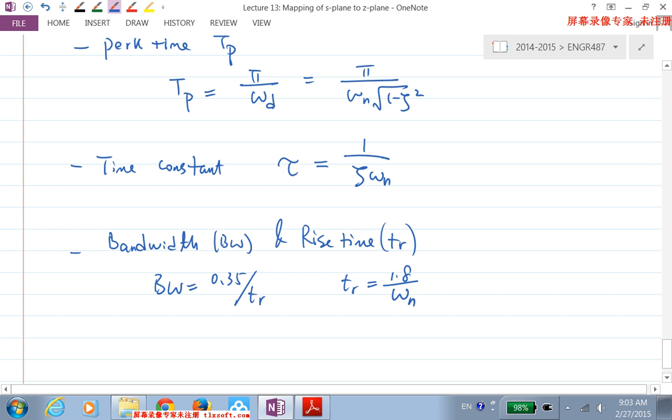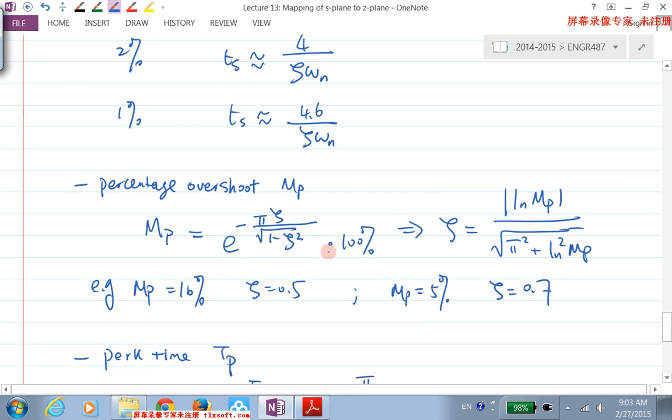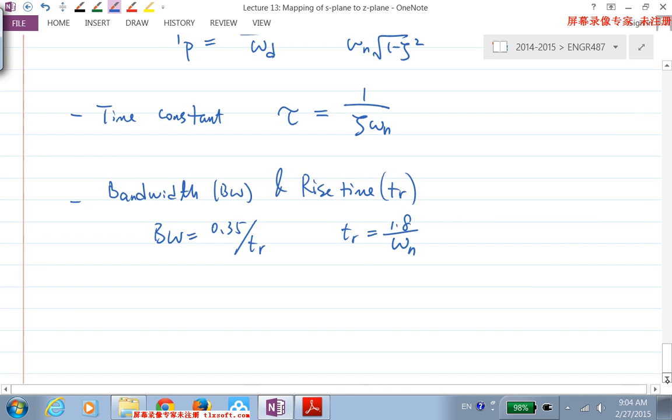Those are the values, the formulas for a continuous system. But if you remember what I said, your starting point is always a continuous system, and the user will give you a specification in a continuous system. So let's take a look at the example here.